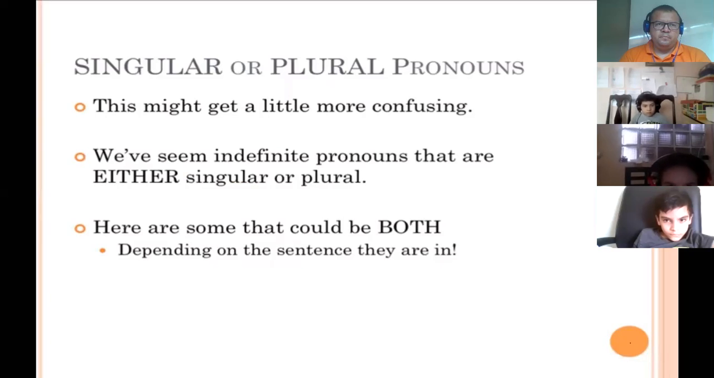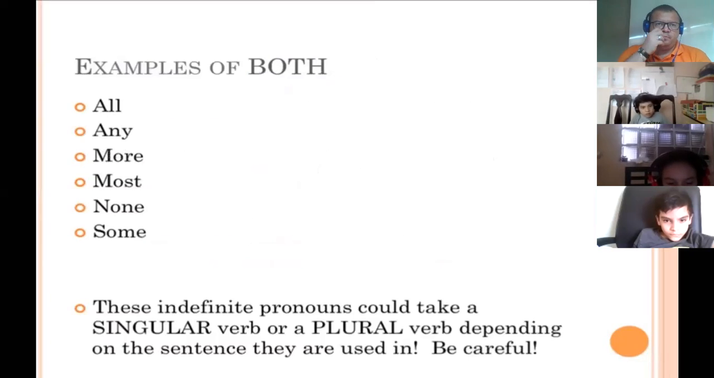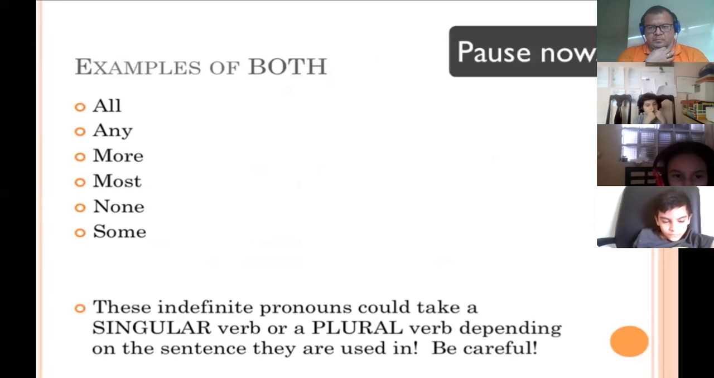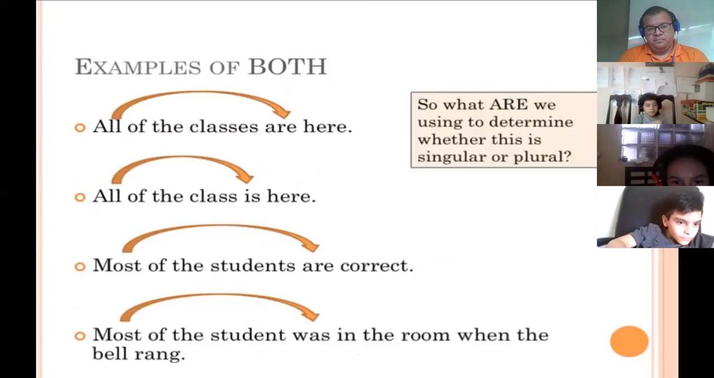But here's the list. So go ahead and pause the podcast again, write these down, and think about these for a couple of minutes. But these are examples of indefinite pronouns that could either be singular or plural, depending on the sentences they're in. So here are some examples of sentences that are using these indefinite pronouns that could be both singular or plural, depending on the context. So number one, all of the classes are here.